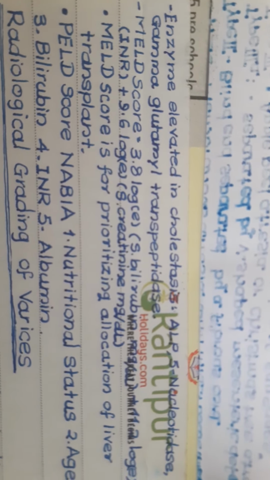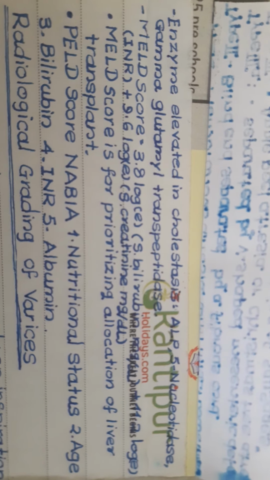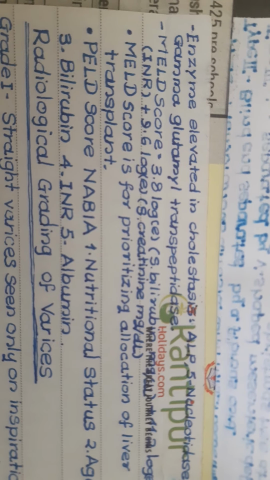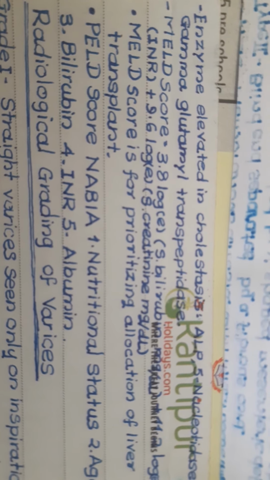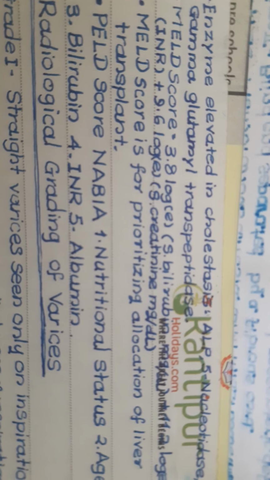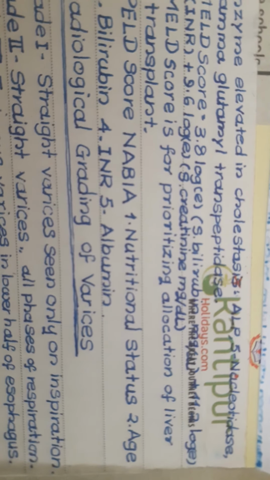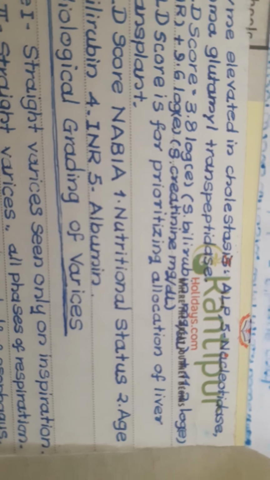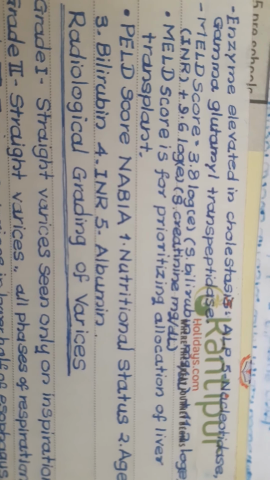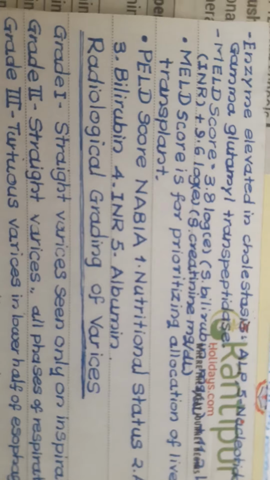Enzymes elevated in cholestasis: ALP, 5' nucleotidase, gamma glutamyl transpeptidase. MELD score is 3.8 log e bilirubin in mg per deciliter, plus 11.2 log e INR, plus 9.6 log e creatinine in mg per deciliter. MELD score is for prioritizing allocation of liver transplant. PELD score includes: 1 is nutritional status, 2 is age, 3 bilirubin, 4 INR, and 5 albumin.